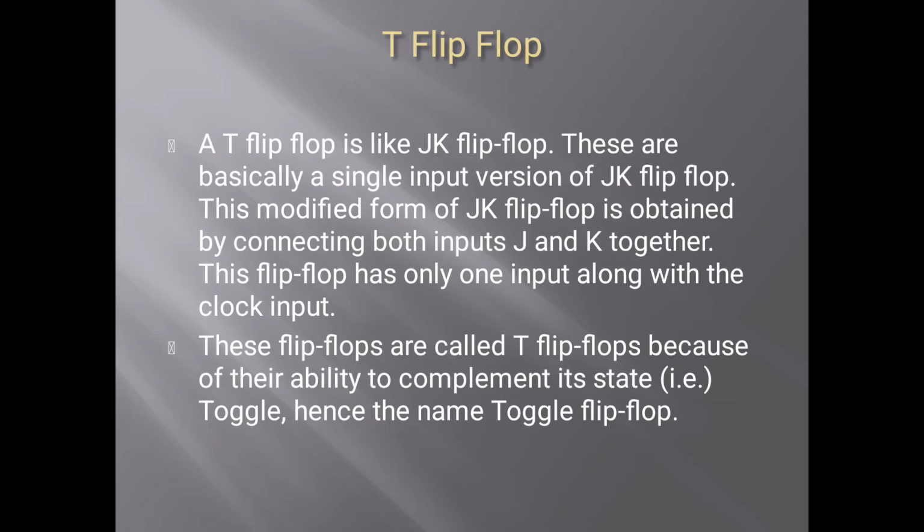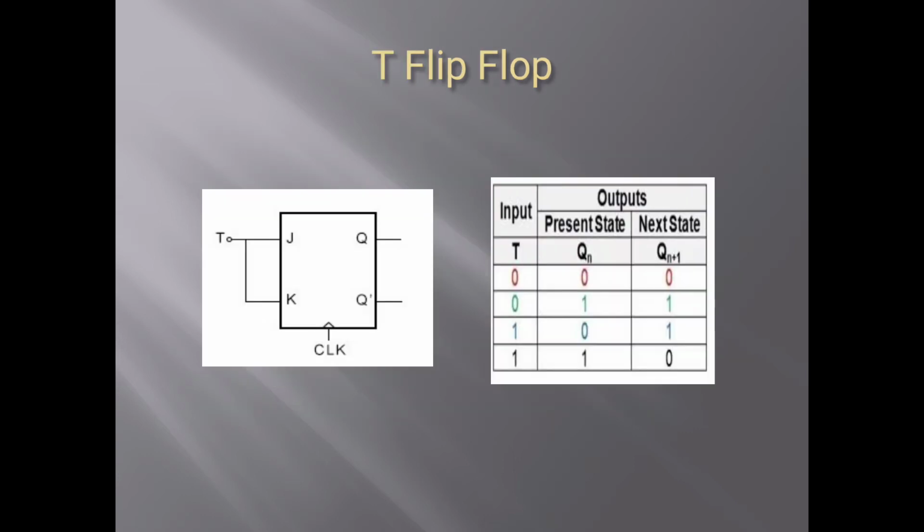This flip-flop has only one input along with the clock input. It is called the T flip-flop because of its ability to complement its state, to toggle. Hence the name toggle flip-flop. Basically, the T flip-flop is named as a toggle flip-flop. In the T flip-flop, we directly give the input value to J and K.